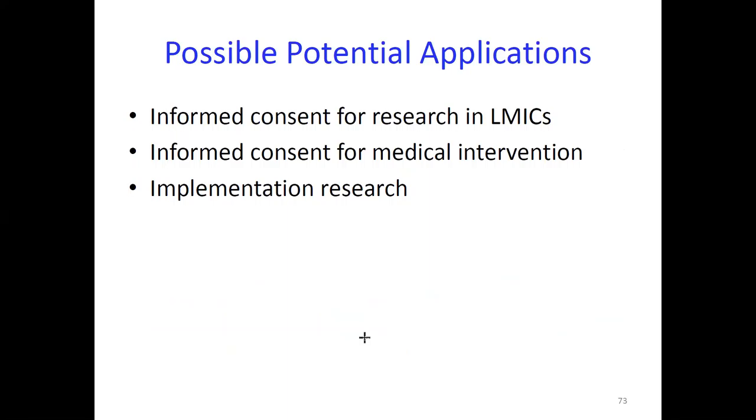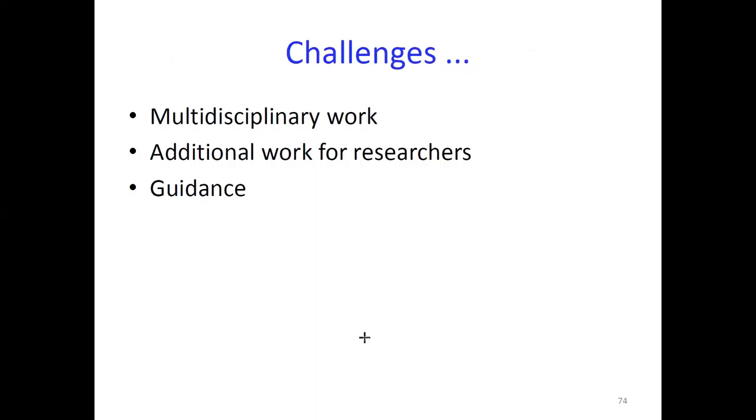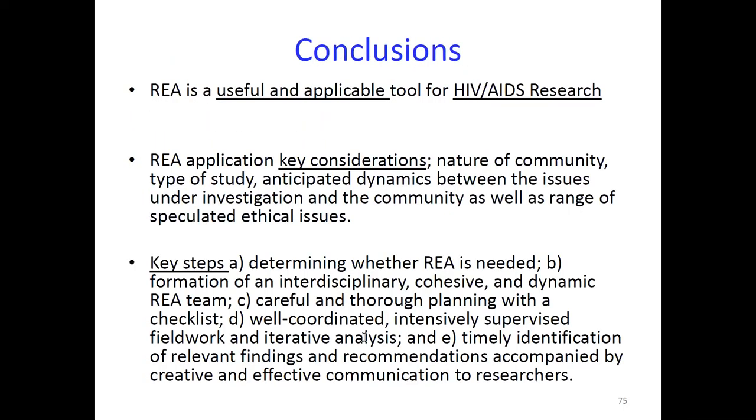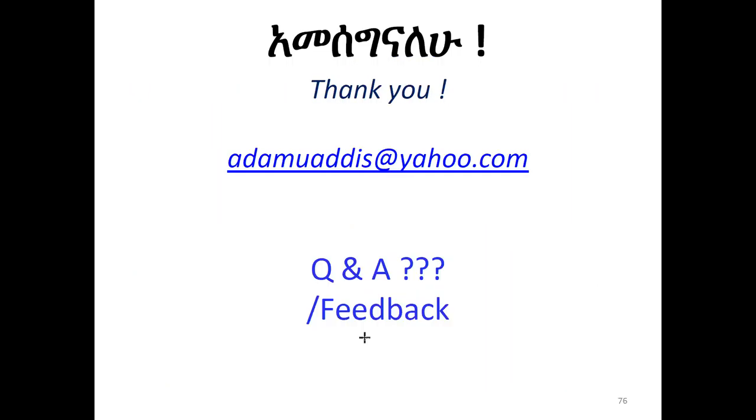But we also thought over the years that RA might have other applications as well. Not only in research, but informed consent in medical intervention, in clinical care, and also in implementation research. And of course, the challenge of RA would be that it's multidisciplinary, so you need to work with other disciplines, and it requires you to go the extra mile. So it's additional work for the researchers, and we need to have clear guidelines. The concluding remark will be that, for the question whether RA will be the right way of addressing HIV/AIDS research: yes, depending on the type of research, and we need to pay attention to the key considerations and key steps there. Thank you very much for your attention, and I'm sorry that I took a few extra minutes.